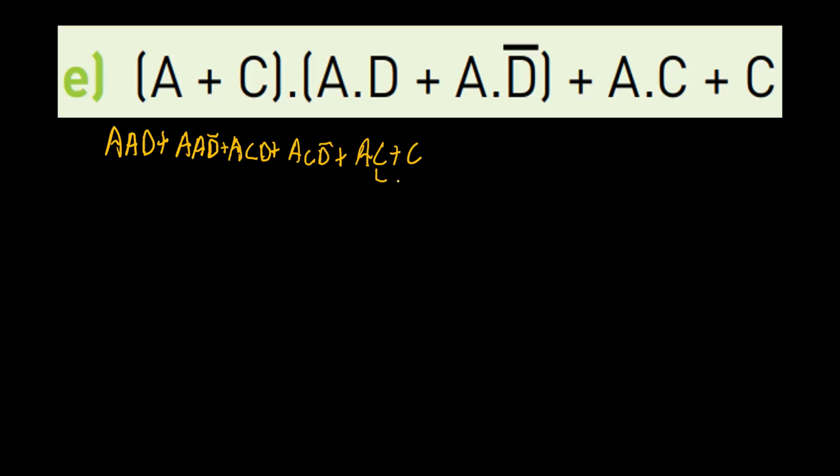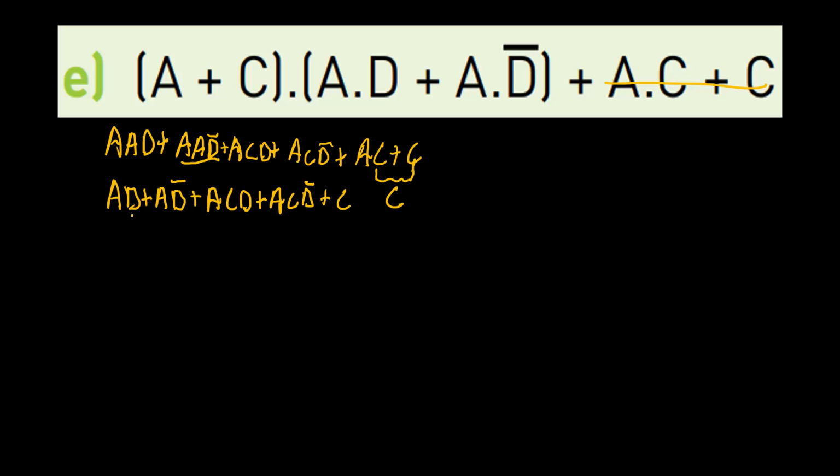Well, I know right away, applying the absorption rule, this comes to C. So those two terms are handled. What about this AAD? Well, I know this simplifies to AD, and this one simplifies to A not D. So I can simplify those, and I'm just going to rewrite it again. I want to show Cambridge all my work.